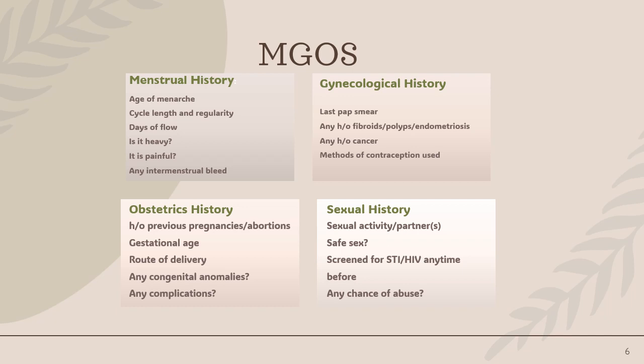So when you ask the menstrual history from the patient, you need to ask about the age of menarche and ask them about their cycle length and regularity, the days of flow, is it heavy, is it painful, ask about any intermenstrual bleeding, and you can also ask about how many pads do you use a day.